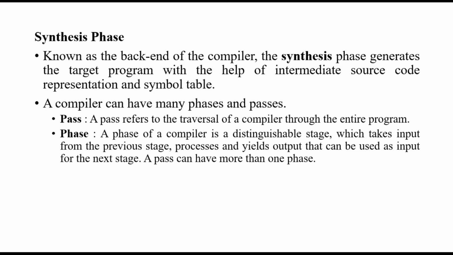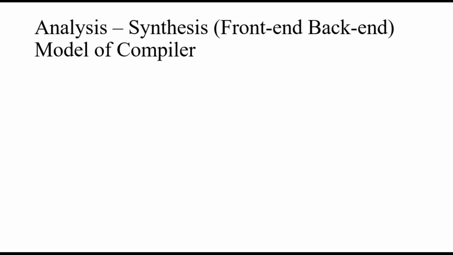Then what is a phase? A phase of a compiler is a distinguishable stage which takes input from the previous stage, processes it, and yields output that can be used as input for the next stage. So a pass can have more than one phase. So these are the analysis and synthesis model of the compiler, or the front end and back end of the compiler.